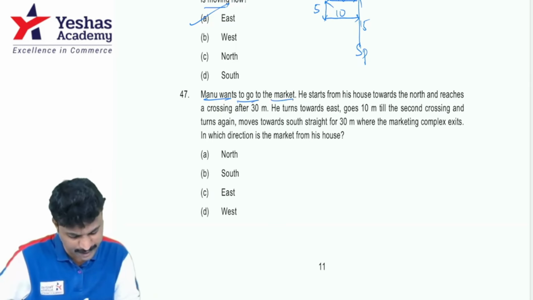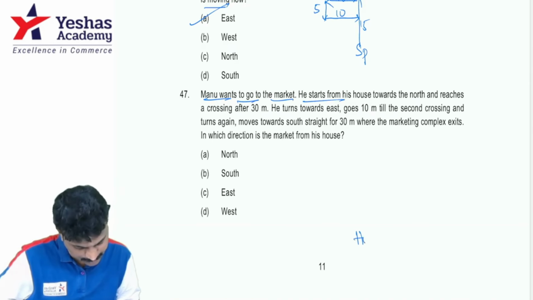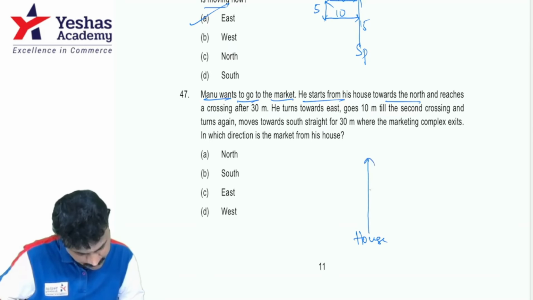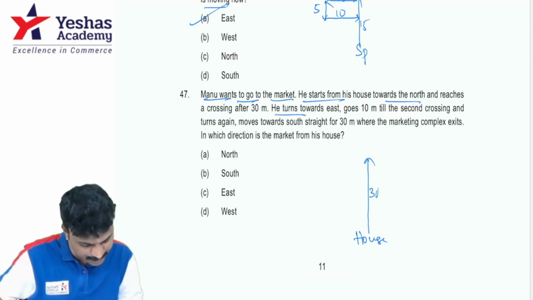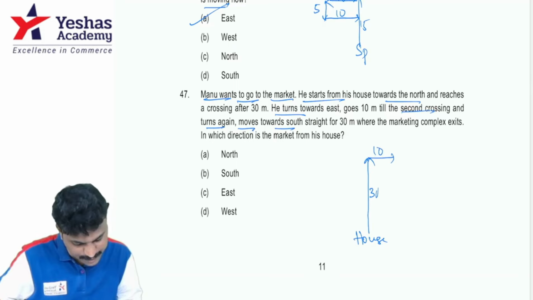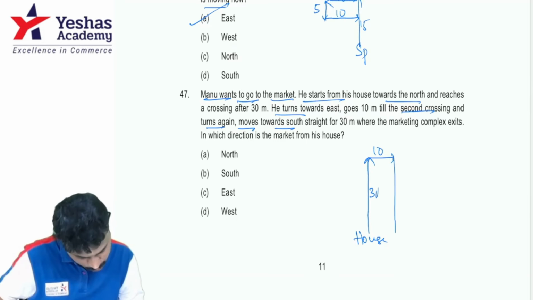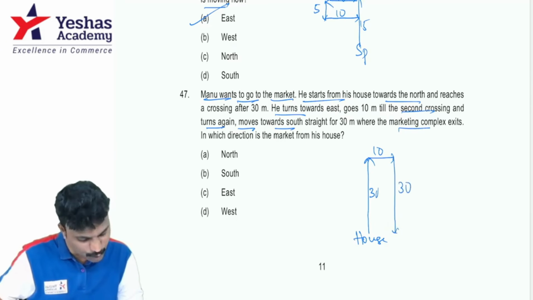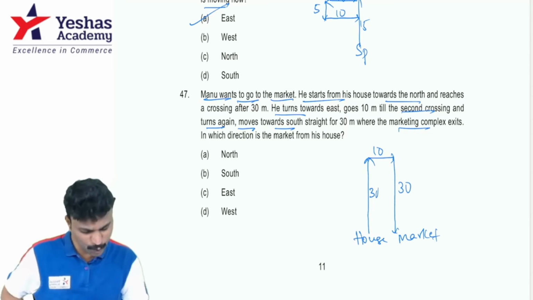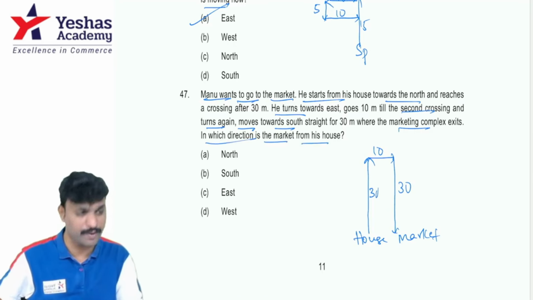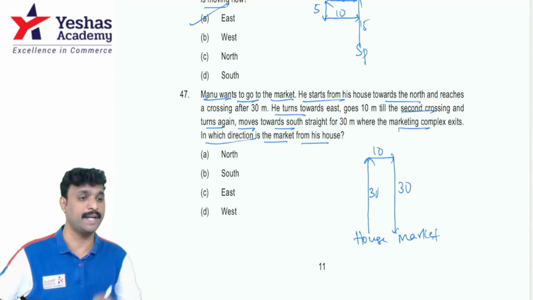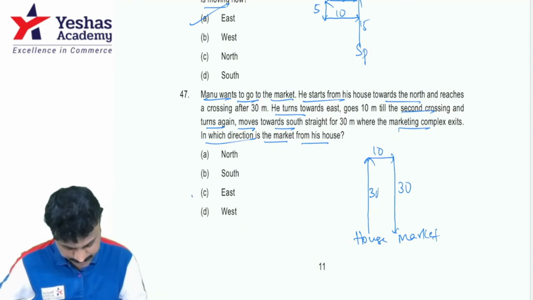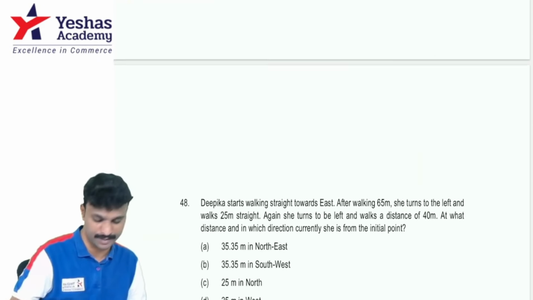Manu wants to go to the market. He starts from his house. He went towards north and reaches a crossing after 30 meters. From there, he turns towards east and goes 10 meters till the second crossing, and turns again, moves towards south and walks. South means downwards. Walks how many? 30 meters to reach a marketing complex. Here is the market. Is this clear? Now the question is, in which direction is the market from the house? From house, market is clearly towards the right. That means east. Option C is the right answer.